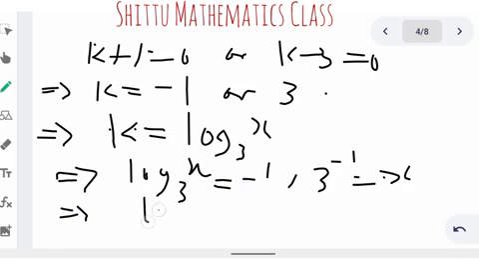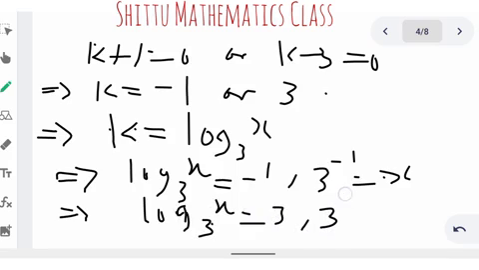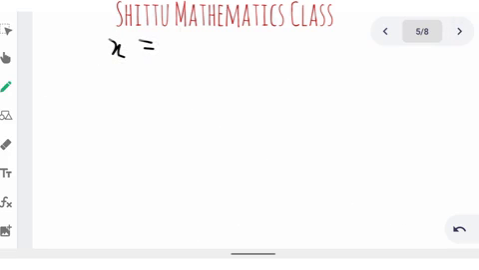And also we have log x base 3 equals, when k is 3, we have 3 to the power 3 equals x. So now finally we are going to have this solution: x equals 1 over 3, or 27. So these are the two possible values of x for this equation. So now that is going to be the end of today's lecture.